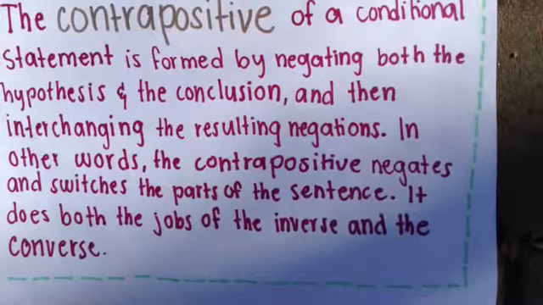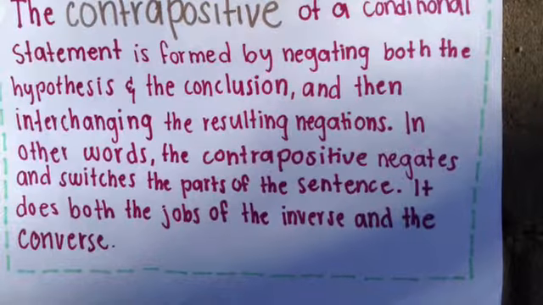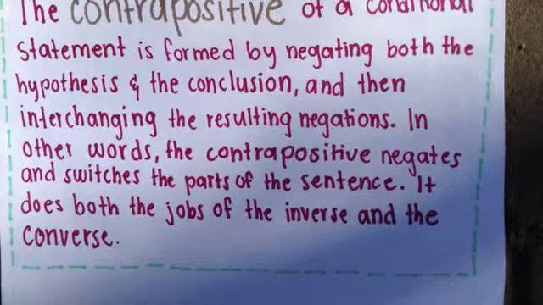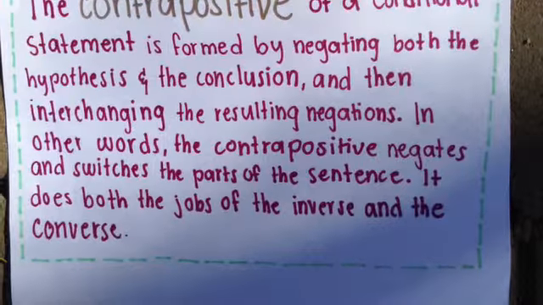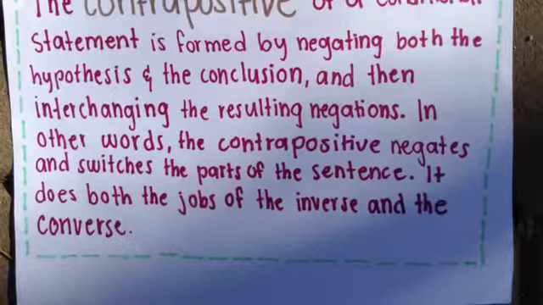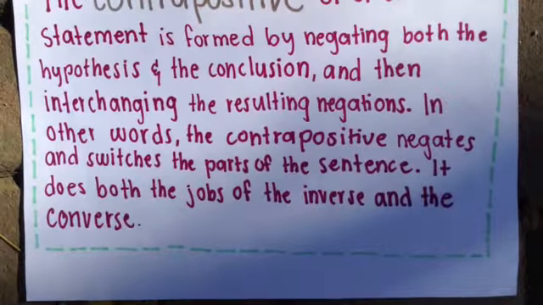The contrapositive of a conditional statement is formed by negating both the hypothesis and the conclusion, and then interchanging the resulting negations. In other words, the contrapositive negates and switches the parts of the sentence. It does both the jobs of the inverse and the converse.